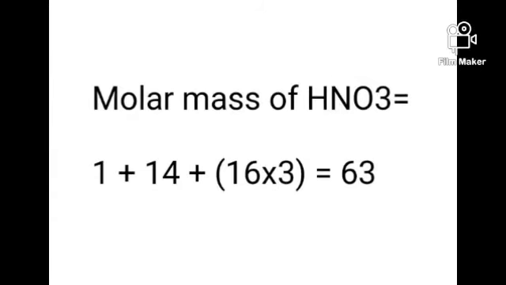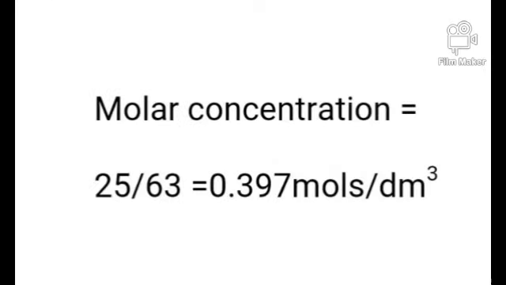Now, getting that, we need to get the molar mass of HNO3, which is 1 plus 14 plus 16 times 3. The 1 is the mass for hydrogen, 14 is that for nitrogen, plus 16 times 3, which is the mass of oxygen. Everything is 63. Molar concentration, therefore, will be 25, which is the mass concentration, divided by 63, which is the molar mass. That will give us 0.397 moles per dm cubed.